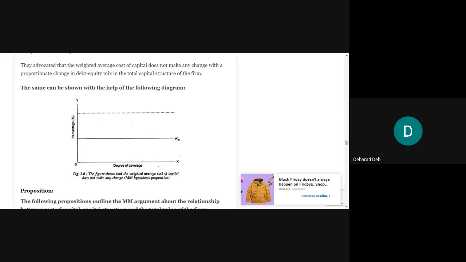Anyways, so what I was saying is that in the NI approach, we advocated that when we increase the amount of debt, the value of the firm continuously increases, and as a result, the overall cost of capital was decreasing. But in the NOI approach, it was seen that the weighted average cost of capital, that is KW, does not make any change.